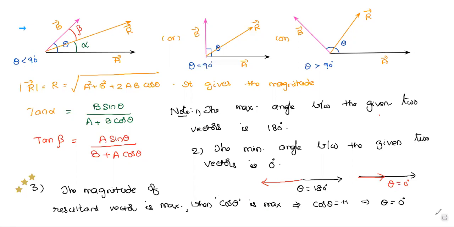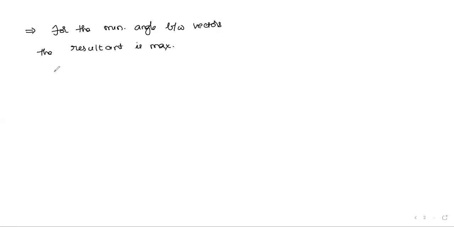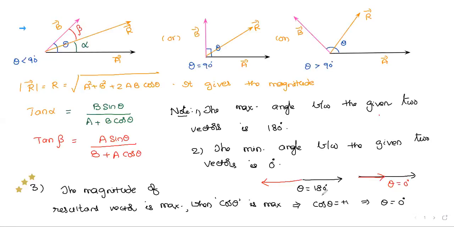Okay. So I add that point on the next page. That implies for the minimum angle between the vectors, the resultant is maximum. Okay, that implies R max, how much? Put the minimum angle there now, means theta equals 0 degrees. How much do you get from here?